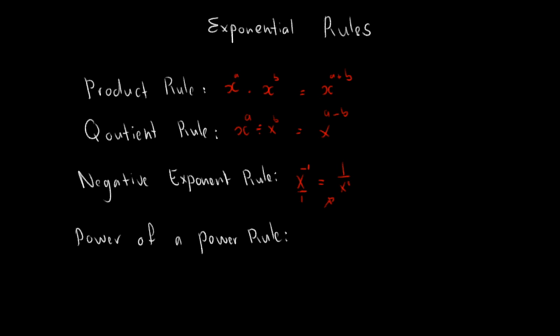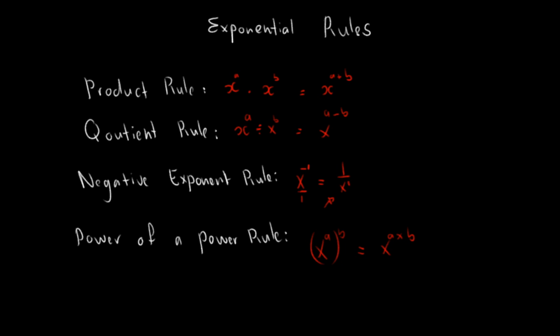And then finally we have the power to the power rule. Power to the power rule means x raised to the a, in parentheses, raised to the power b. This means x^(a×b). So let's see how this works.